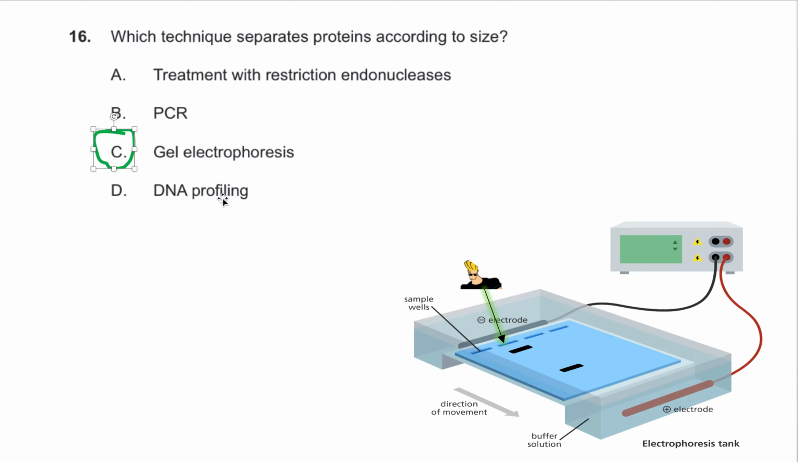Okay, so this is not correct because DNA profiling is the final image that you get. For example, gel electrophoresis is the process that causes this image to be made, and this image is called a DNA profile. So this is not a technique. This is more like the final result. A DNA profile is the final result, whereas gel electrophoresis is the process that makes a DNA profile. Therefore, this one is incorrect because it's not really a process. It's more like a final result. Therefore, C is correct. 16C.